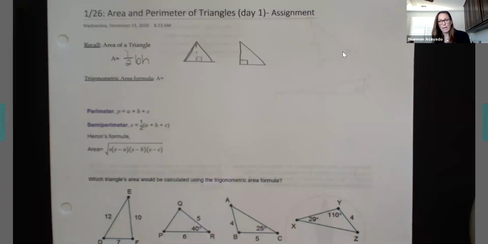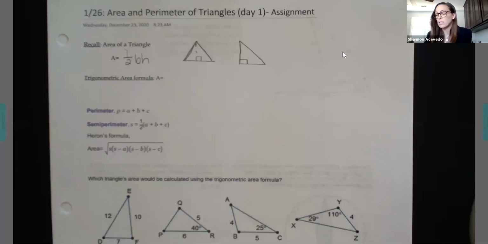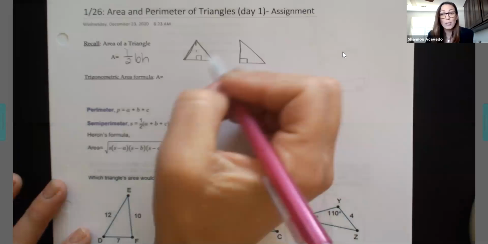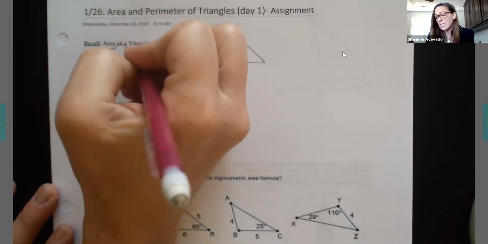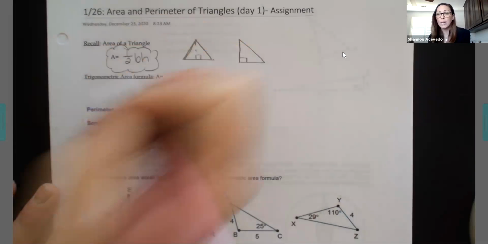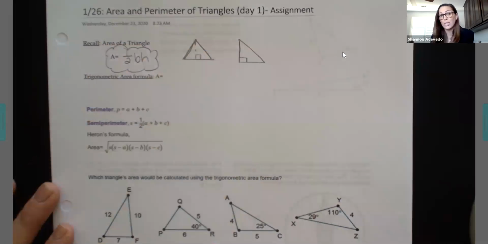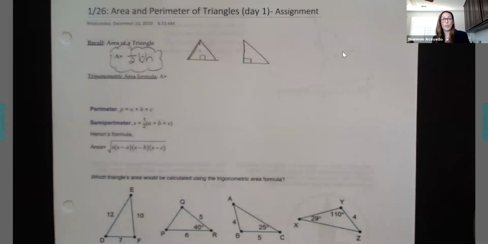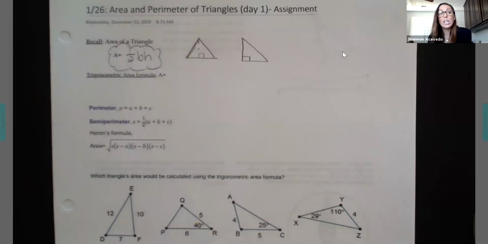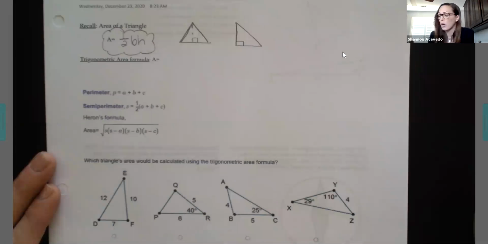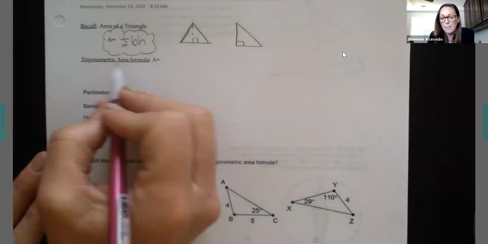But what if you don't know that height? That's where we're going to get into these new formulas. These are true. We can use this as long as we're able to figure out that height. So it's not that this doesn't exist anymore. It does, given certain information. So some other ways to figure it out, if we don't know that height, if we're just working with triangles without knowing the altitude, then we can use what we call the trigonometric area formula.